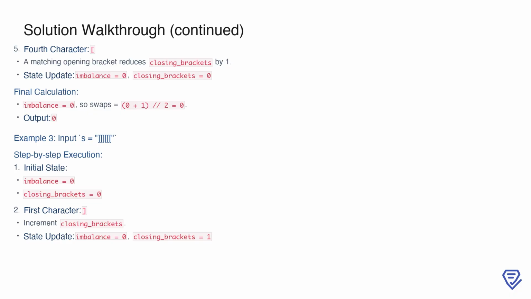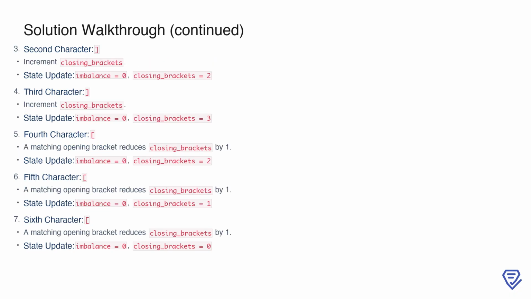Moving on to the third example, the input string is. Again, we start with initial values of imbalance equals 0 and closing_brackets equals 0. For the first character, which is a closing bracket, we increment closing_brackets. This updates the state to imbalance equals 0 and closing_brackets equals 1. The second character is another closing bracket, so we increment closing_brackets again. The state now becomes imbalance equals 0 and closing_brackets equals 2.